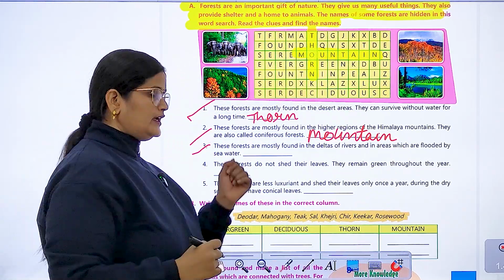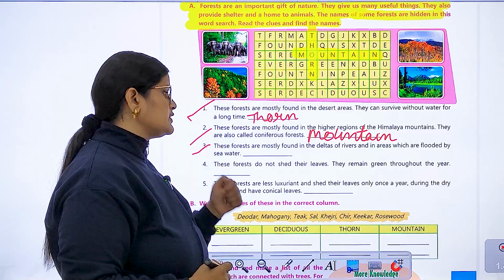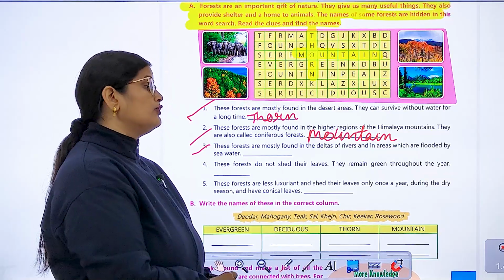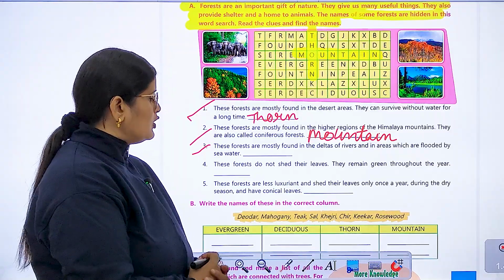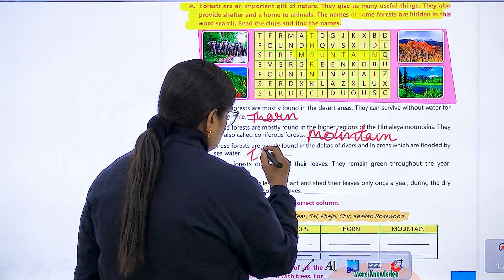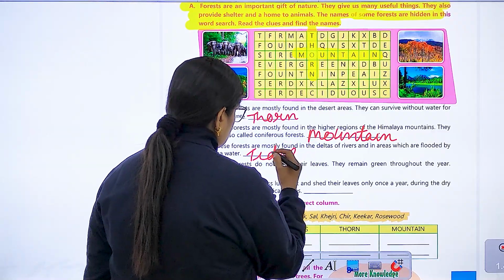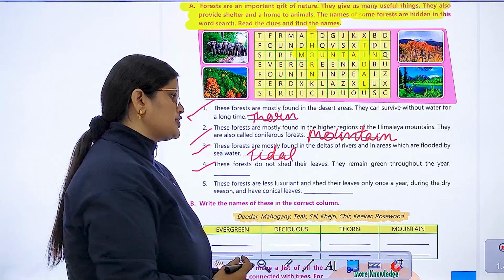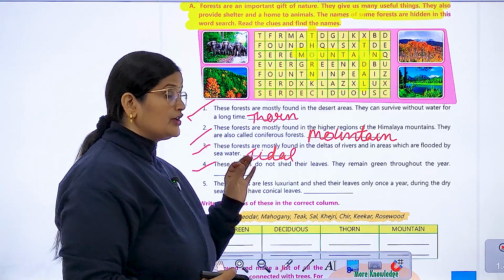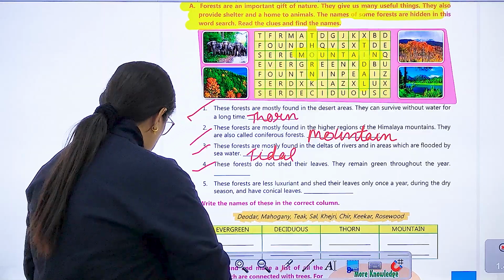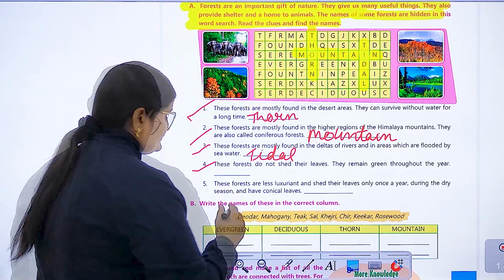Number 3. These forests are mostly found in the deltas of rivers and in areas which are flooded by sea water. So these are the tidal. Next, number 4. These forests do not shed their leaves. They remain green throughout the year. So these are the evergreen.